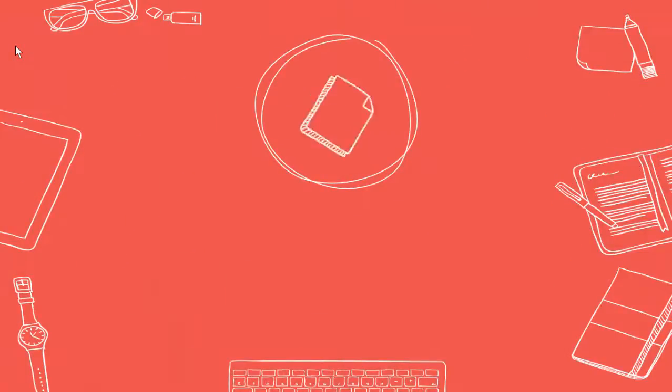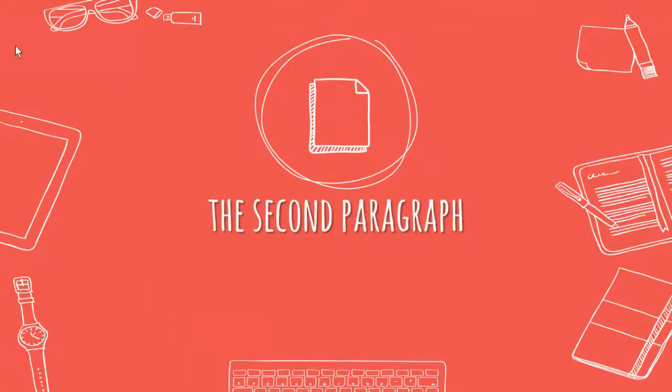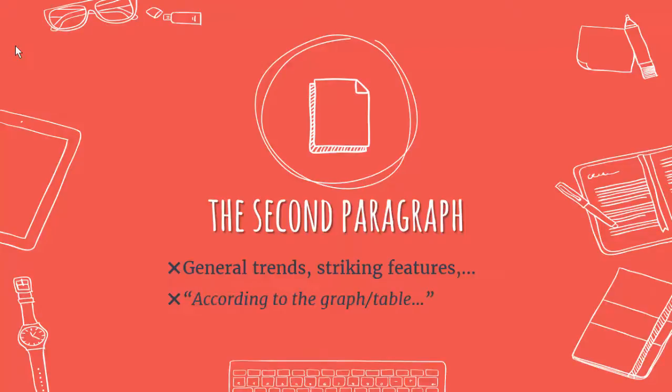Next on the list is the second paragraph. You should start going into some details in this part, preferably the general trend, the most striking features of the material like, say, the maximum or minimum figure, and so on. "According to the graph or table" is a good way to start this part.